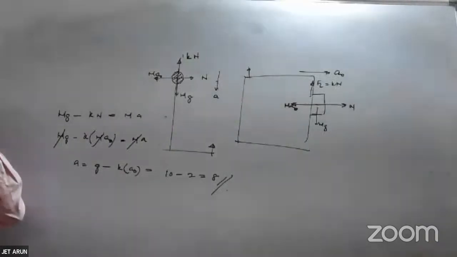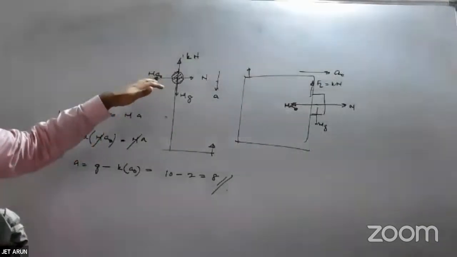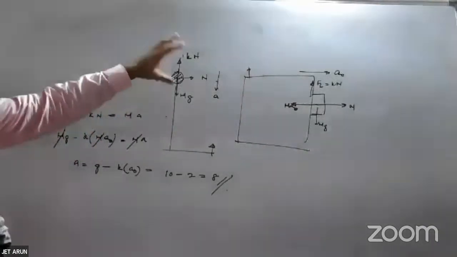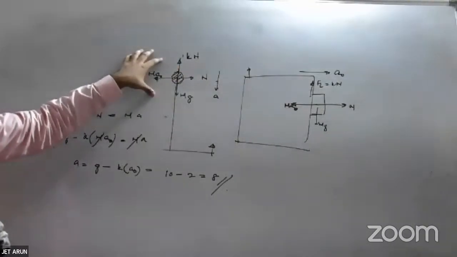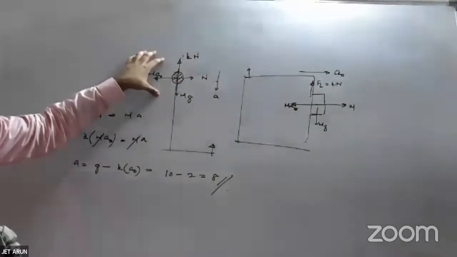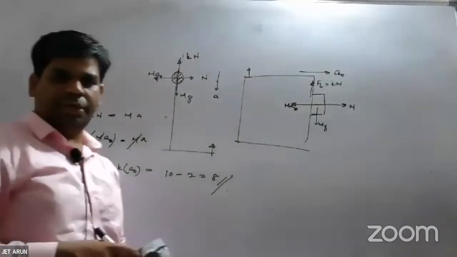Downward acceleration should be 8, but your MAD and FBD will be different. In the FBD, all the real forces will be there except the pseudo force. You do not have a pseudo force in the ground frame. All right.